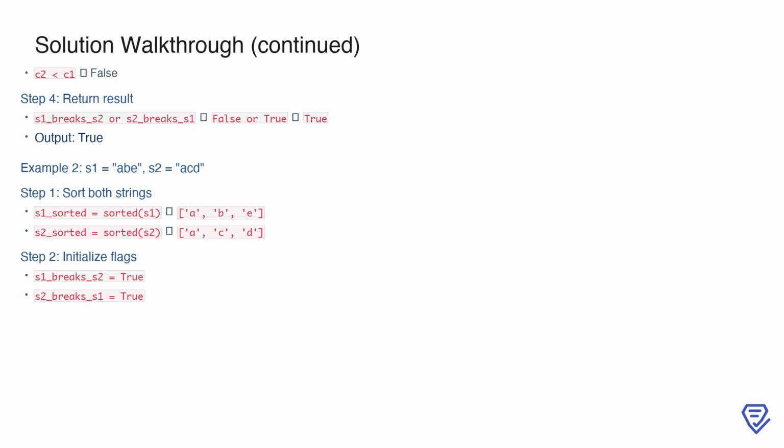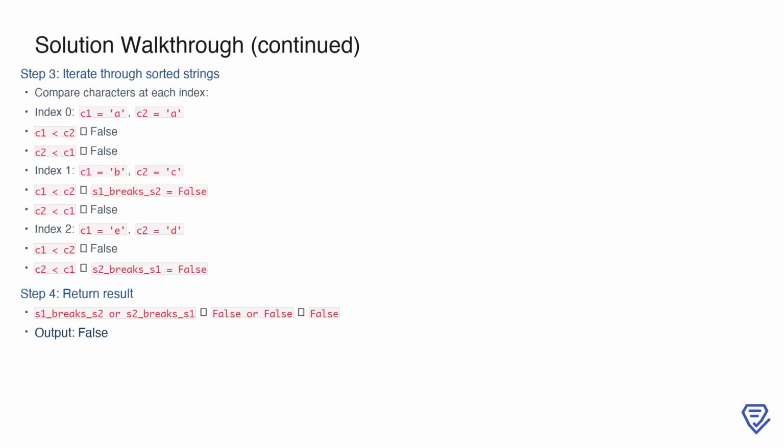Moving to the next example, we have S1 as ABE and S2 as ACD. As before, we start by sorting both strings. Sorting S1 gives A, B, E, and sorting S2 results in A, C, D. Again, we initialize the flags S1_breaks_S2 and S2_breaks_S1 to true, preparing to iterate through the sorted strings.